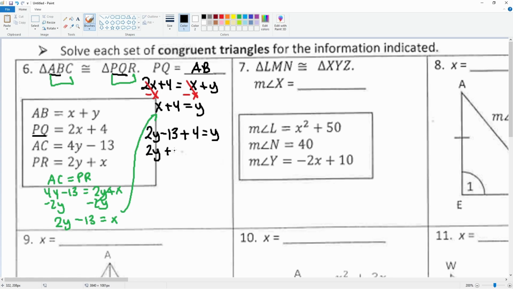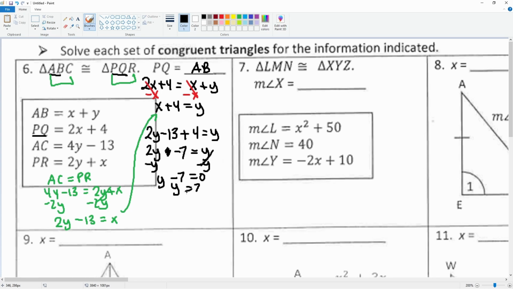2y, this becomes negative 13 plus 4, which is negative 9, so y minus 9... actually, 2y minus 13 plus 4 gives 2y minus 9 equals y, so this becomes negative 7 equals to y. Minus y, this cancels. You get y minus 7 equals to 0, so y equals 7.